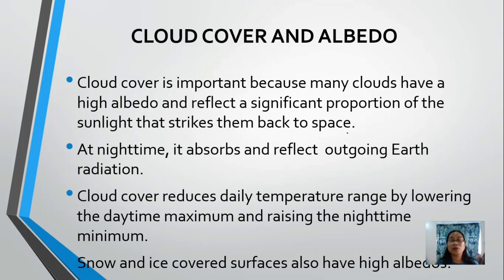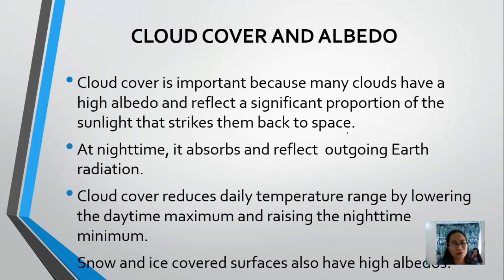Okay, we have now here the cloud cover or albedo. Cloud cover is important because many clouds have a high albedo, so that means it can reflect a significant proportion of the sunlight that strikes them back to space. And then at nighttime, it absorbs and reflects outgoing Earth radiation. So, outgoing dapat siya, kaya lang it will be reflected back to the Earth. Cloud cover reduces daily temperature range by lowering the daytime maximum and raising the nighttime minimum.